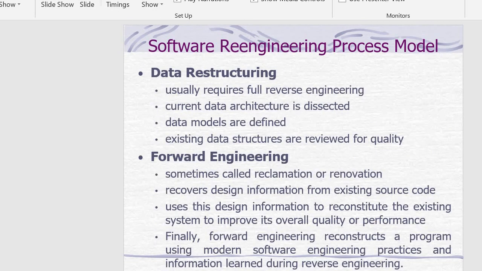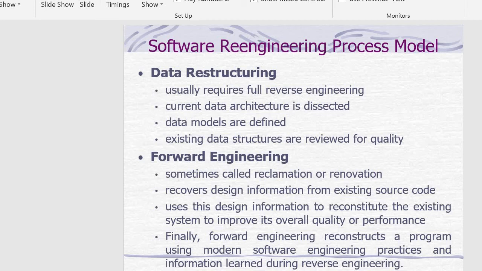After this code restructuring, we go for the data restructuring. So this usually requires full reverse engineering. Current data architecture is resuscitated, data models are defined, and existing data structures are reviewed for quality. And the last step in this re-engineering process model is forward engineering.